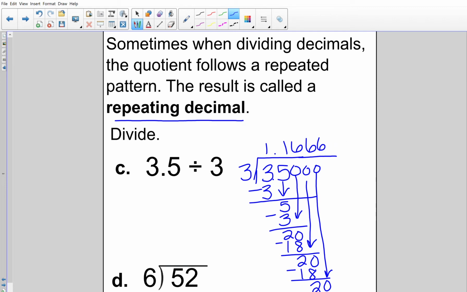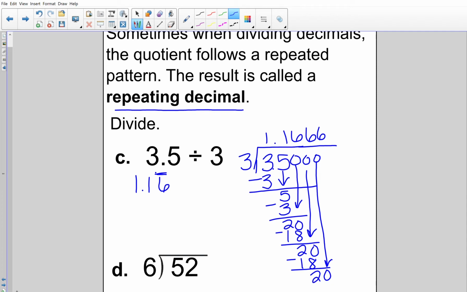So my answer, as soon as I see my repeating number, that's the number I'm going to stop at. So it's 1.16. And then to note that it's repeating, we put a bar over the number that's repeating. So it's just over the 6. So that shows that that 6 is going to repeat forever. And Alex will have a bar for you to use when you're doing these.